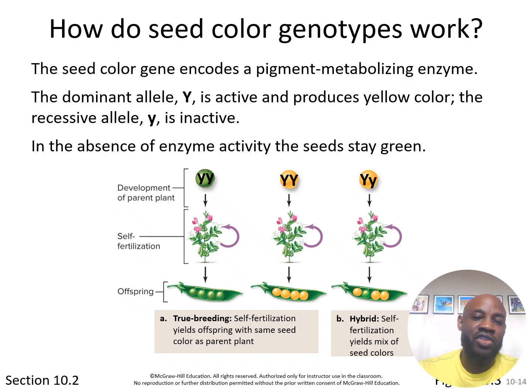The seed color gene encodes a pigment metabolizing enzyme, which is a protein. The dominant allele Y is active and produces yellow color. The recessive allele, lowercase y, that's how we designate that, is inactive, and the plant would stay green. Right? So two recessives give you green, two dominants give you yellow. A dominant and a recessive will still give you yellow, but maybe some green depending on who you mix it with.